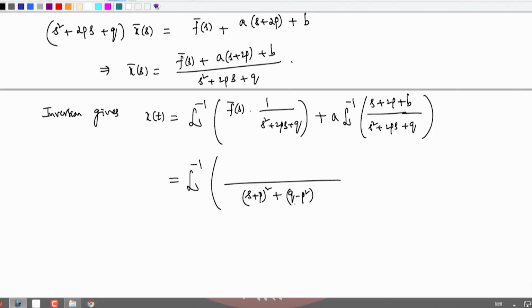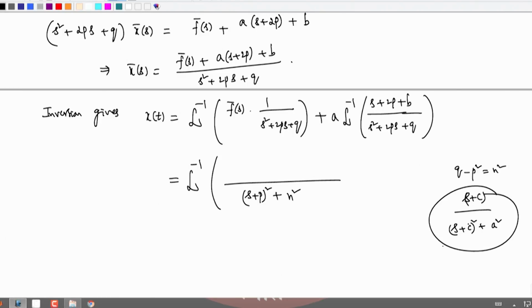If I call q minus p square n square, then because we know the standard form 1 by s plus c whole square plus a square, if it is like this, we know its Laplace inversion. So let me put it in that form, so that you have s plus p here.